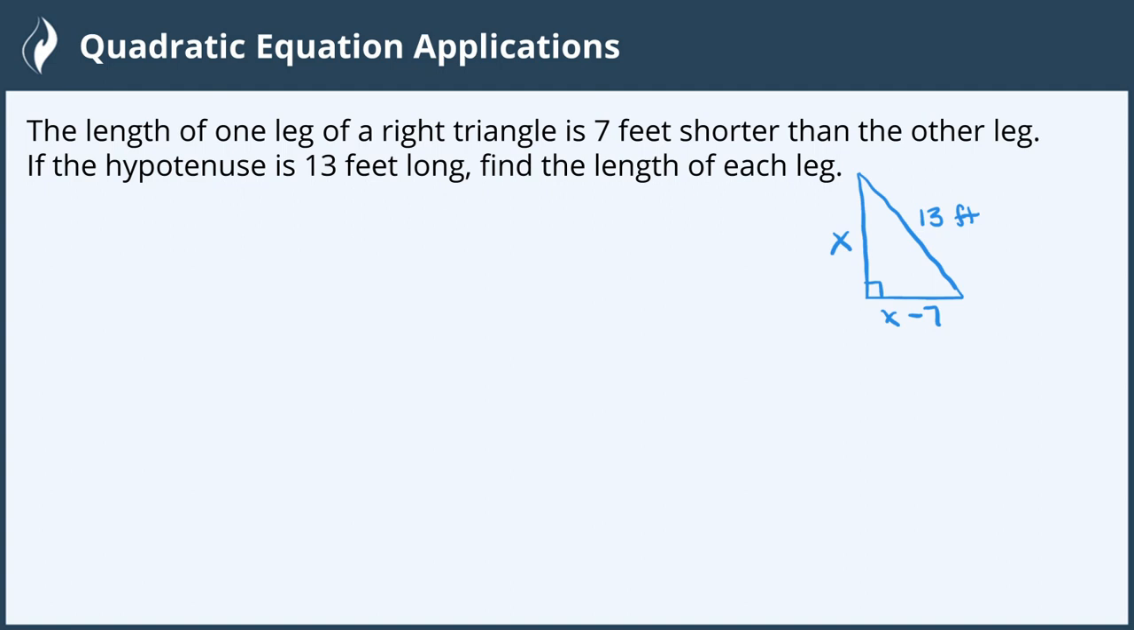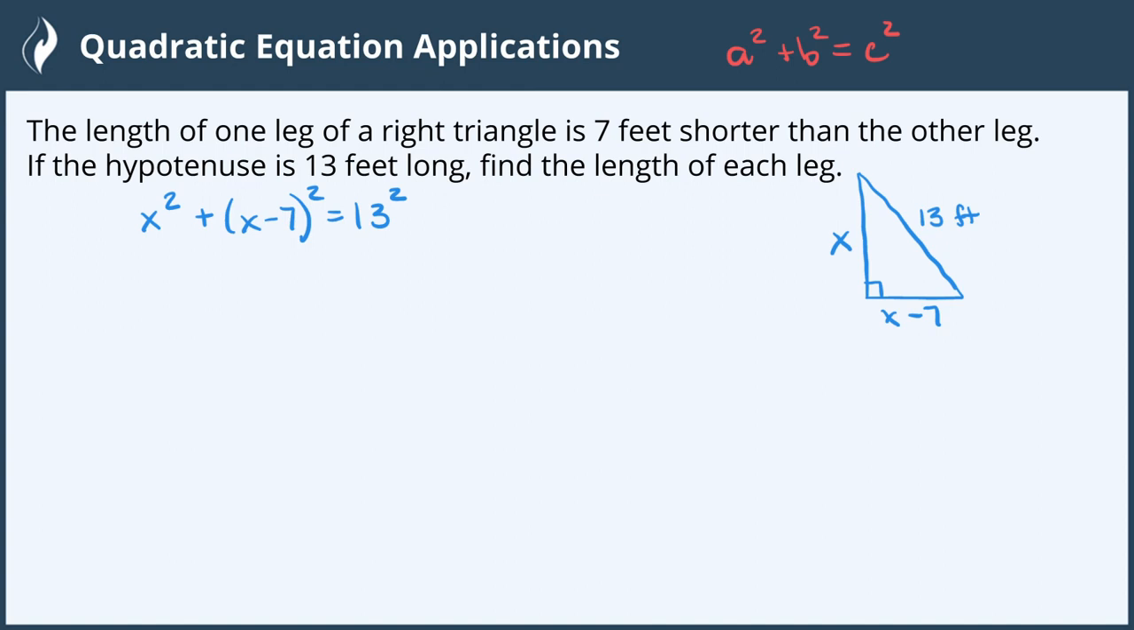Now that we have this labeled, we can use the Pythagorean theorem, which is a squared plus b squared equals c squared, where a and b are the legs of a right triangle, and c is the hypotenuse. So we'll use x squared, and then we add the other leg, in this case x minus 7 squared, and that will give us the hypotenuse, or 13 squared. And then we just need to solve for our variable x.